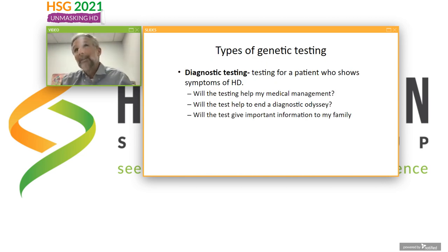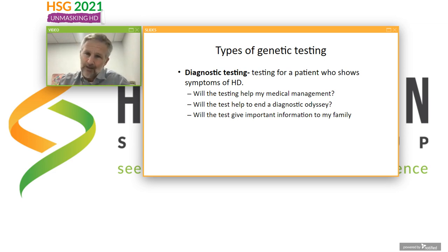Now, what are the different types or scenarios where we would do genetic testing? And these are somewhat, again, arbitrary. I'm just dividing things into categories to help us talk about them today. One type of genetic testing that we do is diagnostic testing. And really, the different types of testing that I'm about to talk about, they aren't different in terms of what we're doing in the lab. They're more different in terms of the clinical story or the clinical scenario.